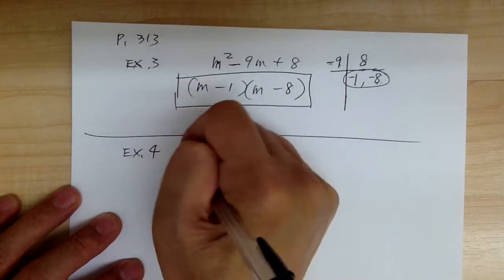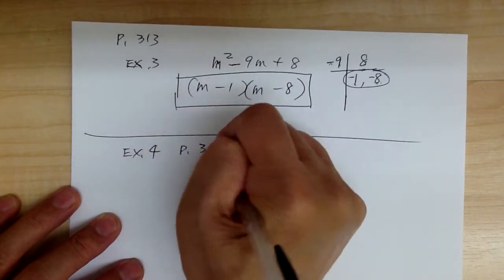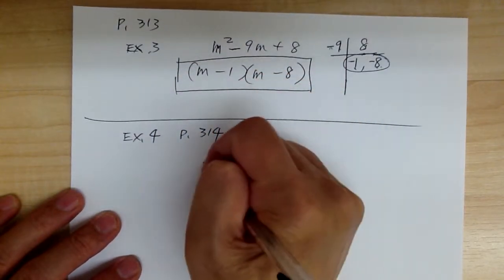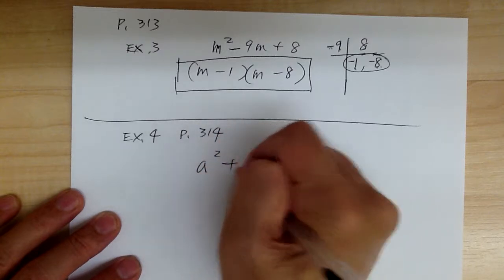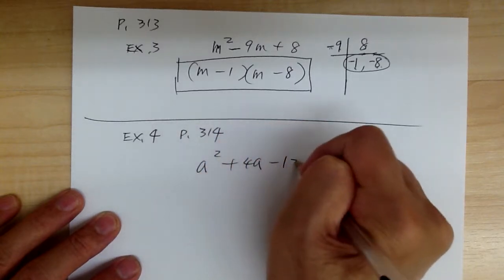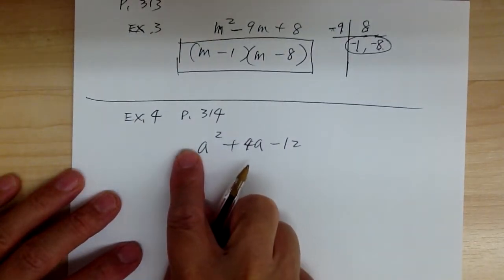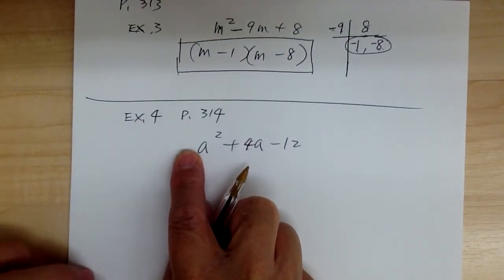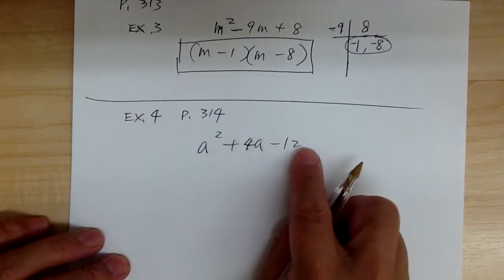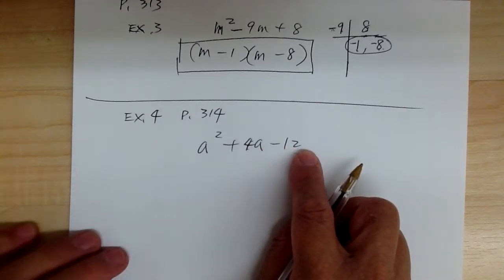Okay, example 4 on page 314. You're factoring a squared plus 4a minus 12. So step 1, common factor, cannot. There's no number for you to factor, so you cannot do the number. You cannot do the a because there's no common a. So step 1 cannot. So you go to step 2.